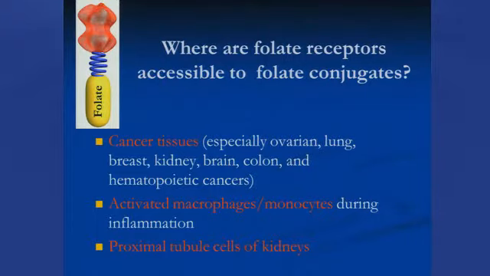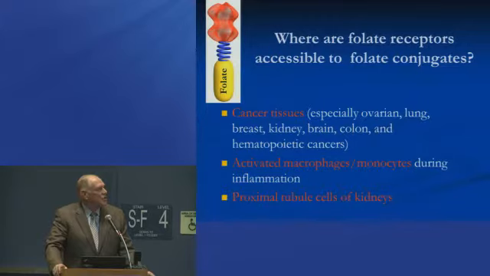Where are folate receptors expressed and accessible to folate conjugates? We find them overexpressed on a large number of cancers. Roughly 40% of human cancers overexpress a folate receptor. Most ovarian cancers express a folate receptor. Non-small cell lung cancers, roughly 80% do. A good fraction of breast cancers, but it's especially highly expressed in triple-negative breast cancer, which are the most difficult to treat by classical methods. It's overexpressed in a good fraction of kidney cancers, a few brain cancers, about a third of colon cancers, and then the myelogenous leukemias like AML and CML overexpress it.